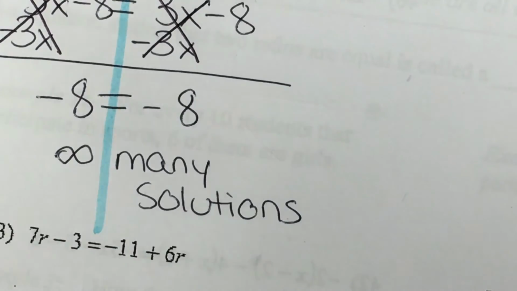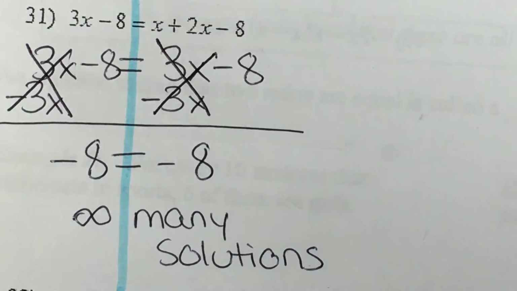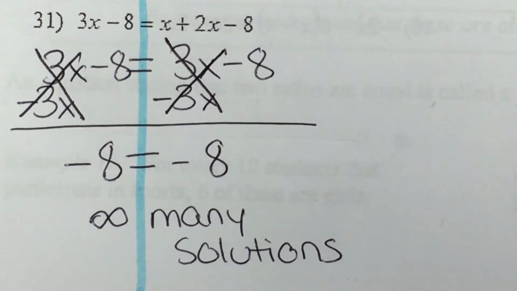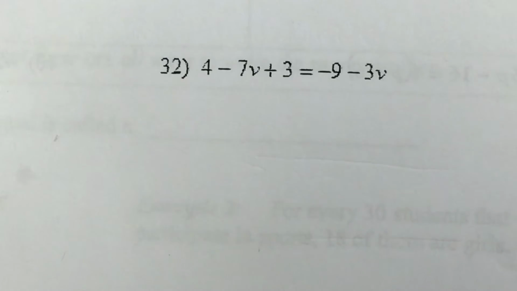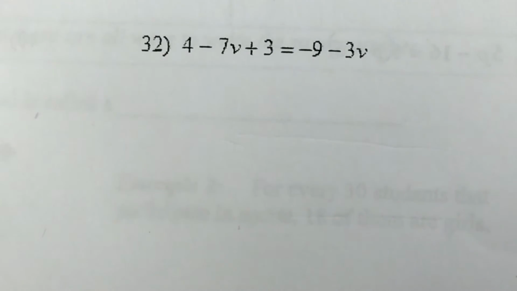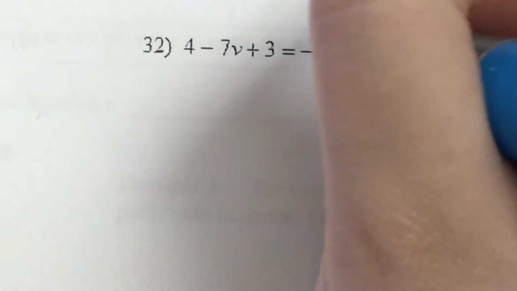All right, so that was a tough problem to start off on. So let's look at another one. Let's go over here on this side. All right, 32. Let's draw a line right down our equal sign.